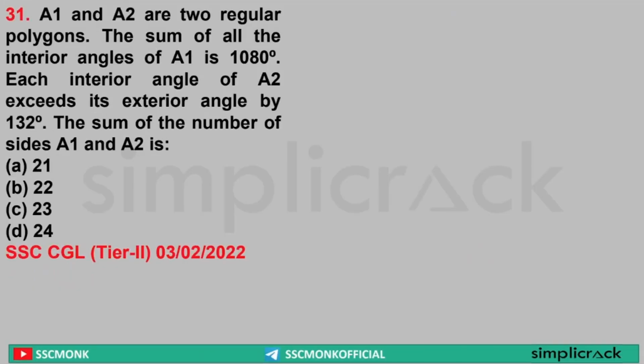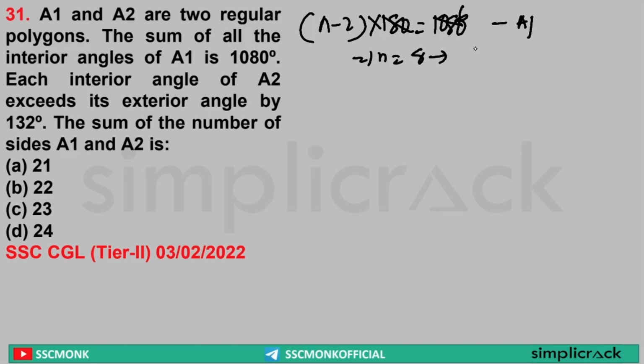It is saying A1, A2 are two regular polygons. Sum of all interior angles of A1 is equal to 1080 degree. So the formula for the sum of all interior angles is (n minus 2) into 180 degree is equal to 1080. This is for A1. 180 into 6 is equal to 1080. n minus 2 is equal to 6, means n is equal to 8. This is the number of sides of A1.